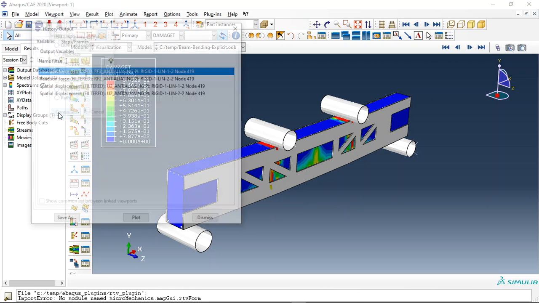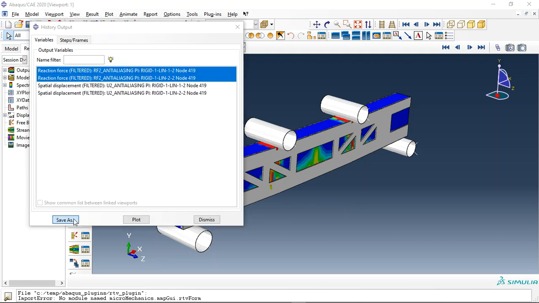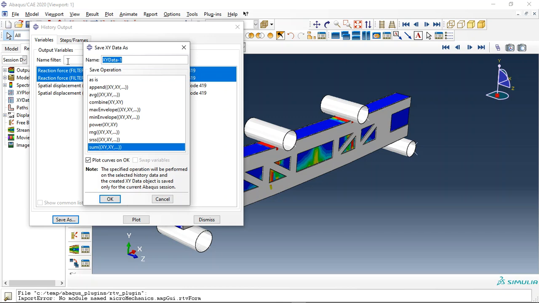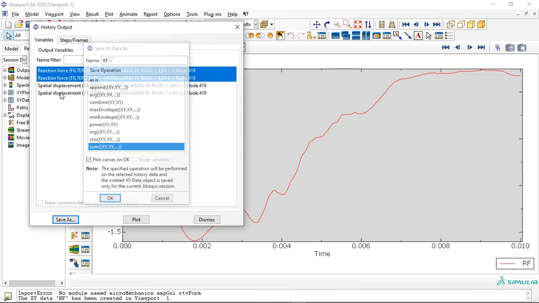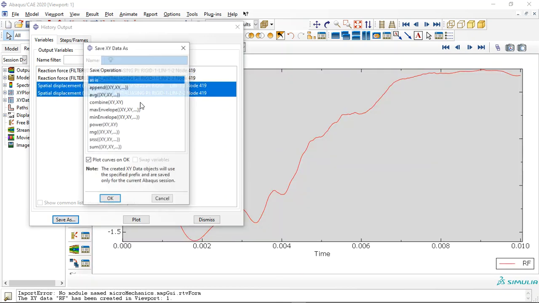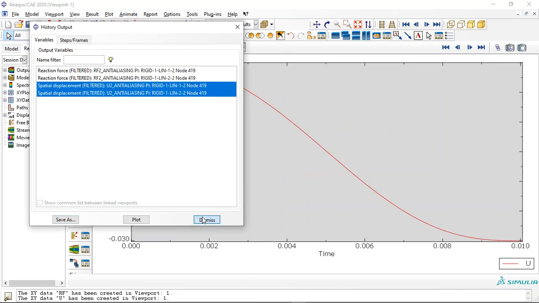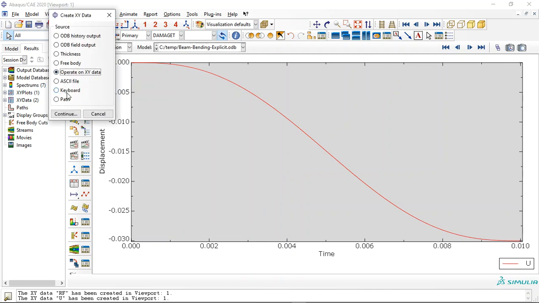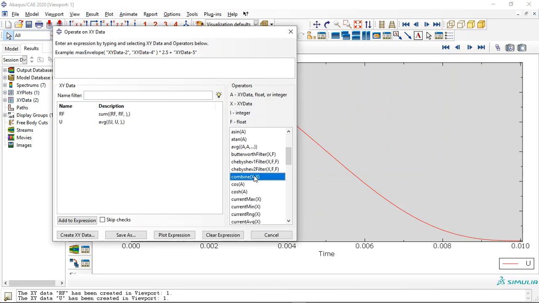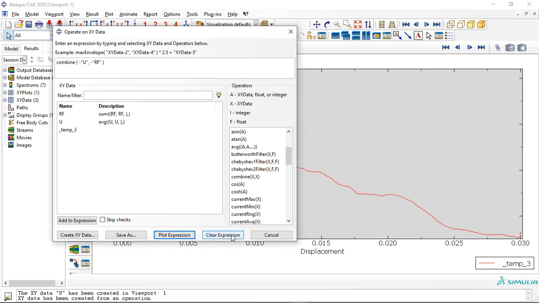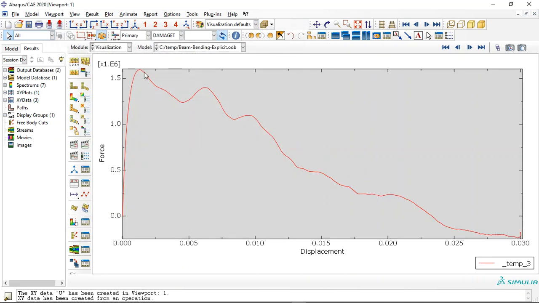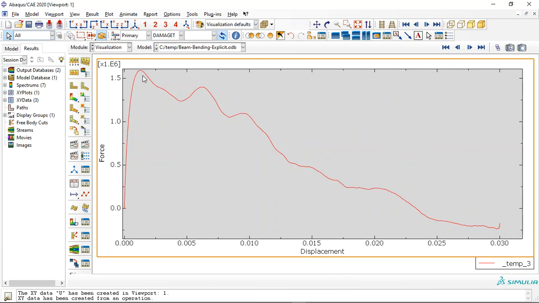We can create the force displacement diagram here to check the maximum force capacity. Here it is plotted, see, this is the maximum force capacity.